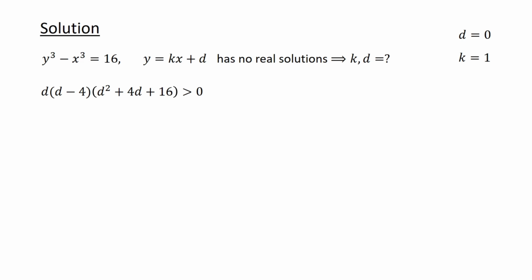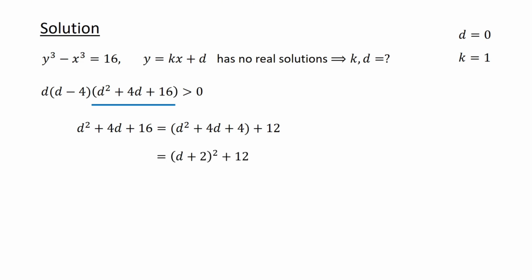Let's examine the term d squared plus 4d plus 16. We can rewrite it as d squared plus 4d plus 4 plus 12, recognizing the term in the brackets as (d plus 2) squared. Therefore, the term is always positive. Dividing the inequality by this term, we obtain d times (d minus 4) is greater than 0.